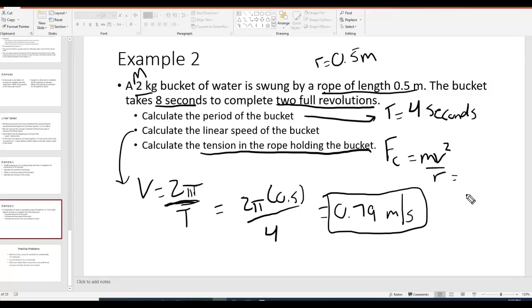Okay, so I'm going to do the mass, which is 2 times 0.79 squared divided by 0.5. Okay, and I'm going to round that to 2.5 newtons, and that's going to be my answer. That is the centripetal force, which is provided by tension. Okay, and so because the tension in the rope is providing the centripetal force, that means the tension in the rope is also that 2.5 newtons. Alright, so pause it there if you need to look at that some more.